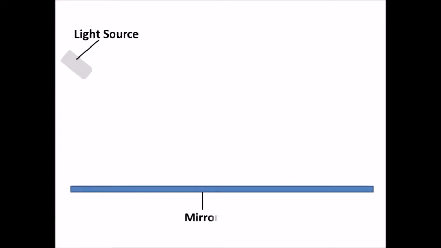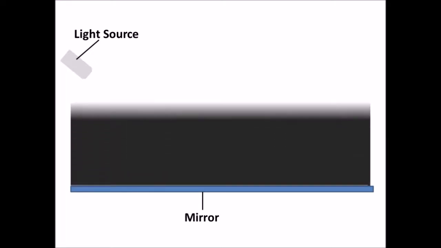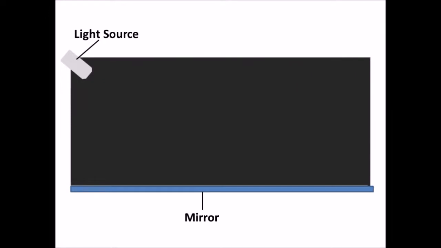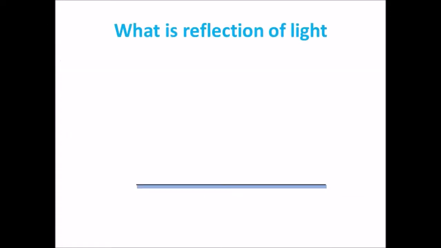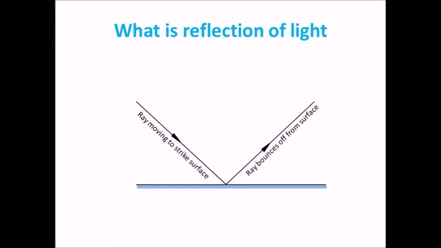Consider a light source which is placed in front of a plane mirror against a dark background. So the light source produces a ray of light which then bounces off on reaching the mirror surface. So what is reflection? Reflection is the bouncing off of light when it strikes a smooth surface.